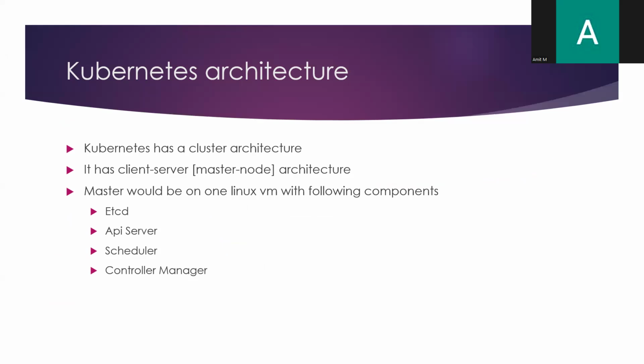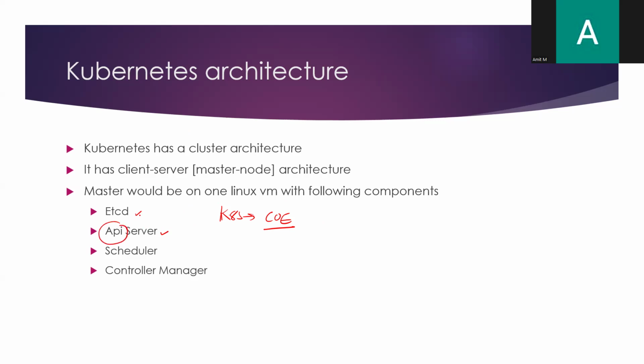Sometimes we refer to the master as a control plane as well, or as a COE engine. Whenever you refer to the master, it means you're talking about the Kubernetes engine, the Kubernetes COE engine. It has four components. One is the API server. As I explained in the previous session, Kubernetes is an API-based product where each component is defined in the form of an API.